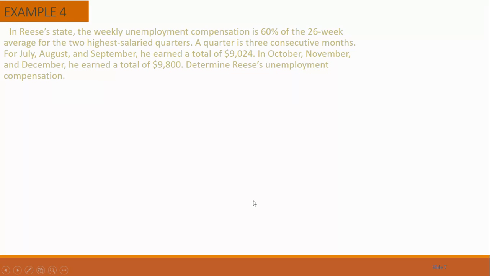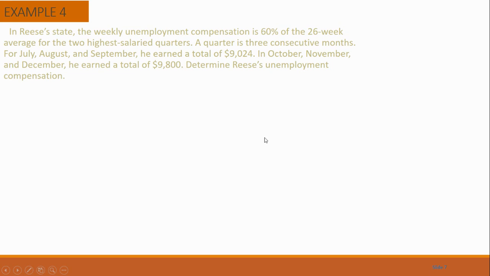So morbid. All right, our next example: in Reese's state, the weekly unemployment compensation is 60% of the 26-week average for the 2 highest salary quarters. A quarter is 3 consecutive months. For July, August, and September, he earned a total of $9,024. In October, November, December, he earned $9,800.